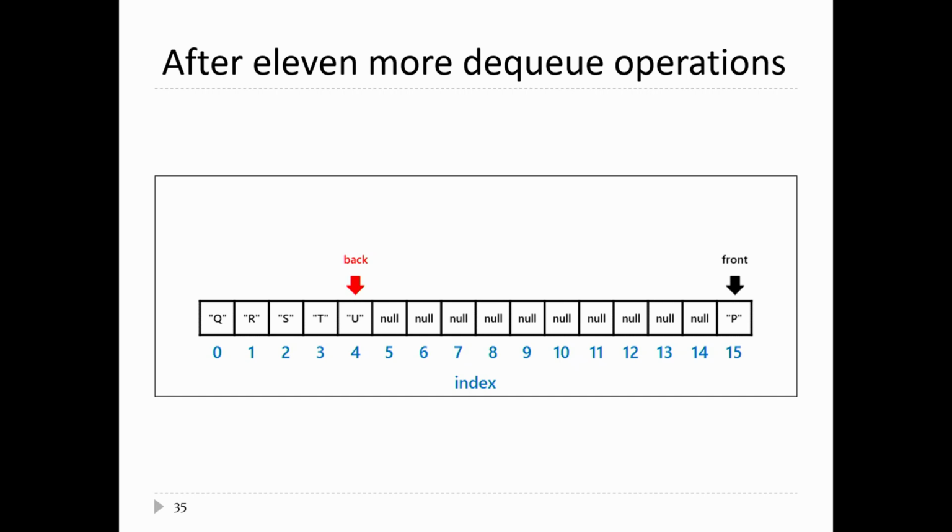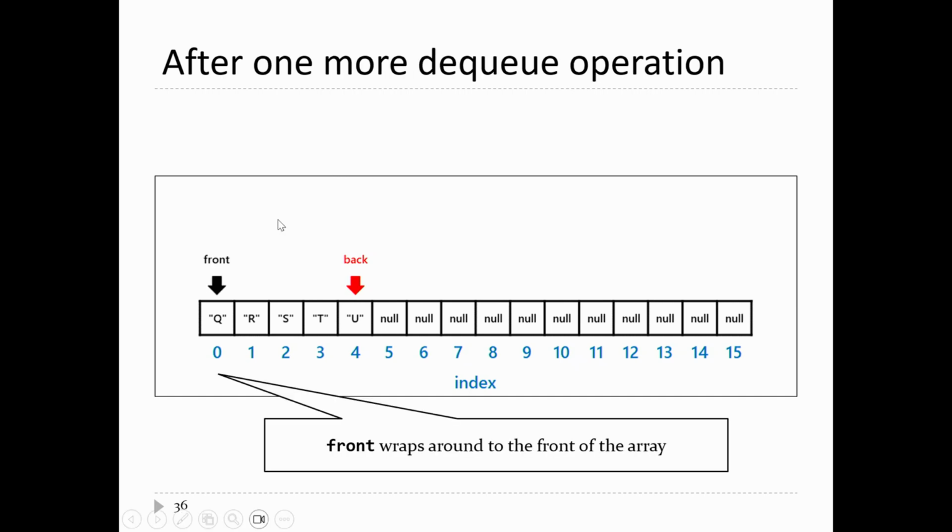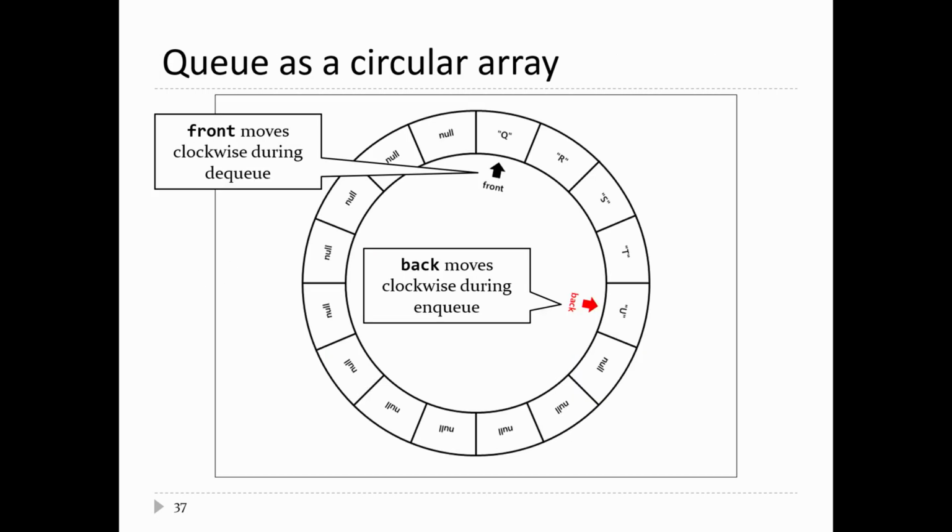Now if you start to dequeue stuff, things come out of the front, so the front marches to the right. When you get to the last element of the array, there are still more elements in the queue that are left to be dequeued. So if you dequeue the P, you have to make sure that front wraps around back to the front of the array.